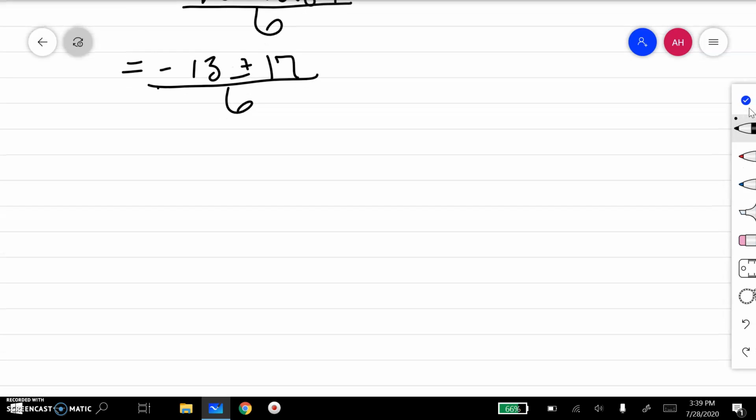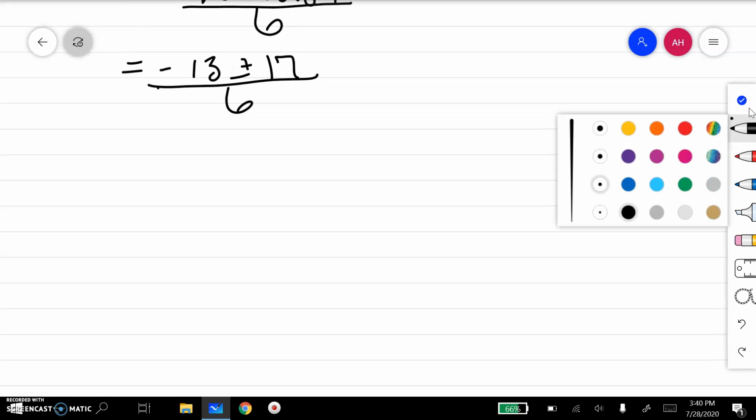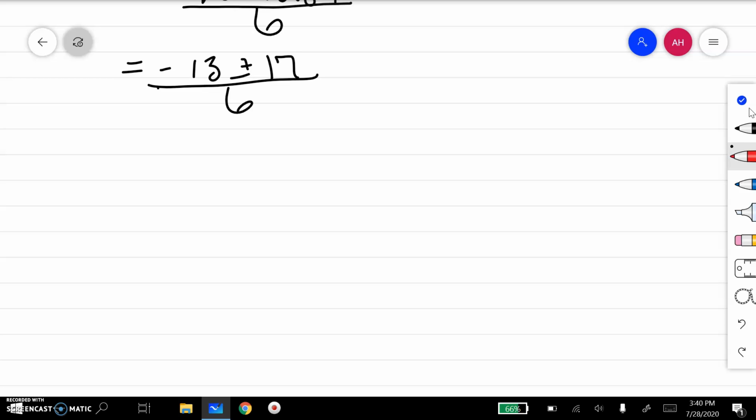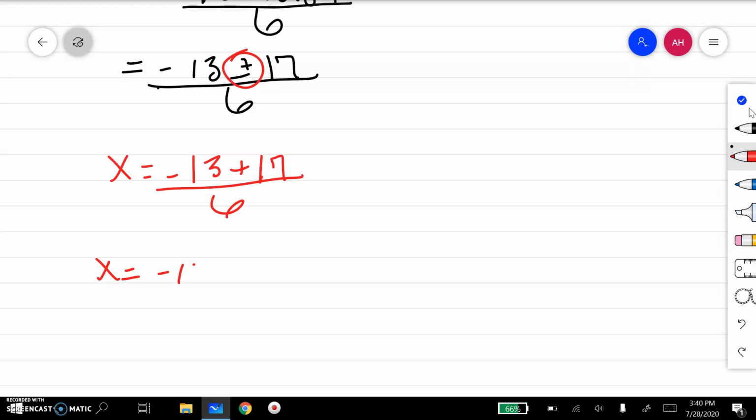Okay. So when you don't have a square root or radical, we can simplify this further because this plus or minus means two things. It means that x is negative 13 plus 17 over 6. And it also means that x is negative 13 minus 17 over 6. So we're just going to simplify those separately.